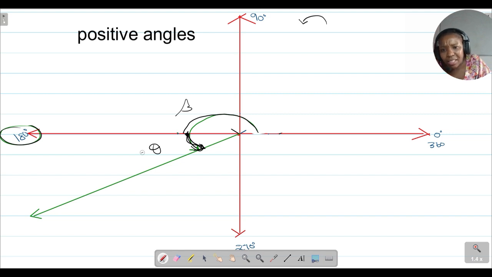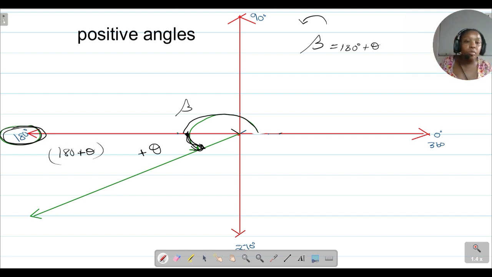So that means it's a positive theta, a positive angle, meaning that the size of angle beta is actually equal to this 180, because we've passed the 180 mark, 180 degrees plus theta. That's how we'd get our angle beta.